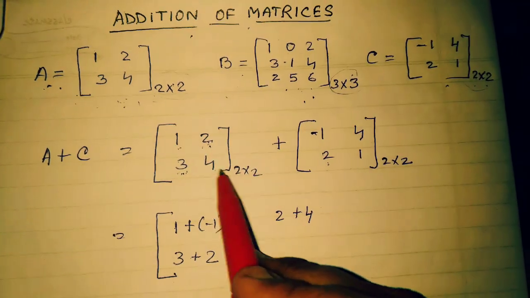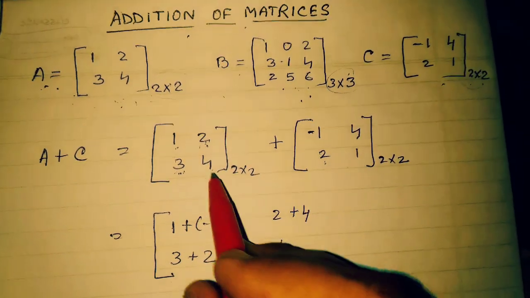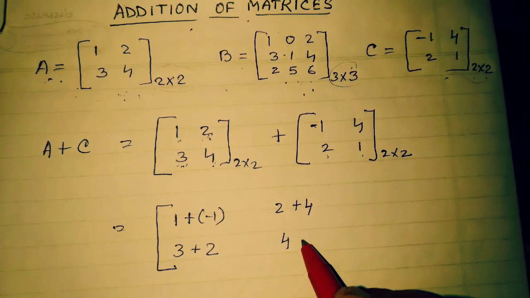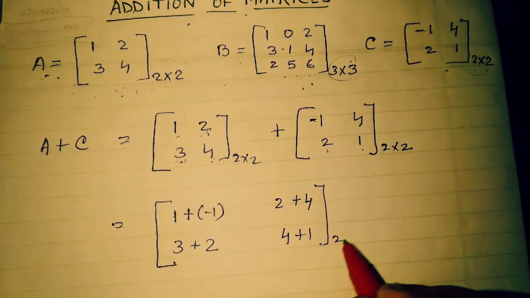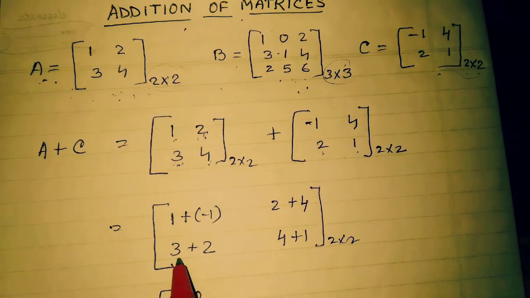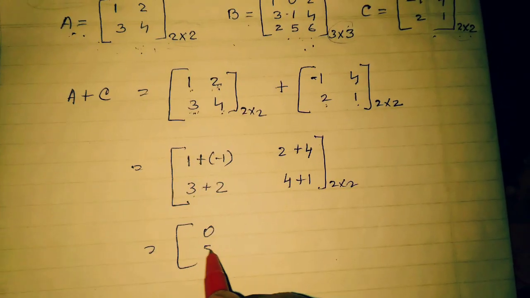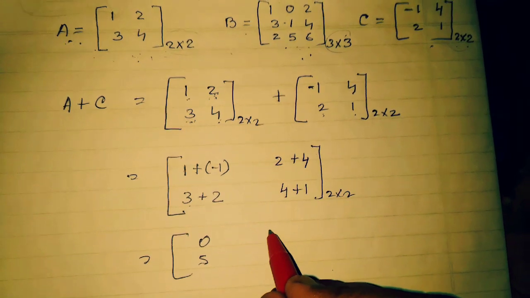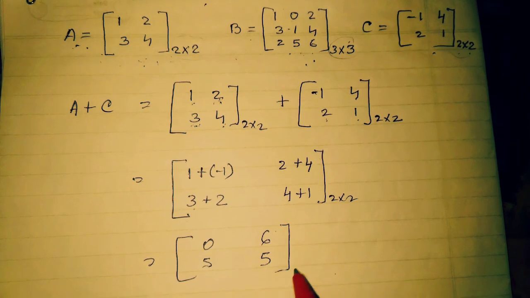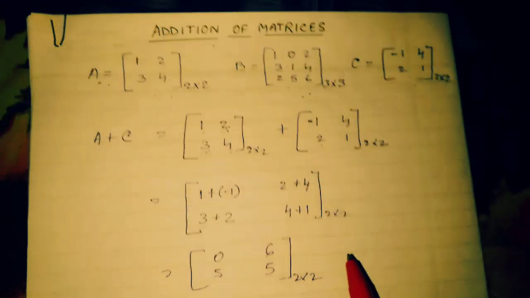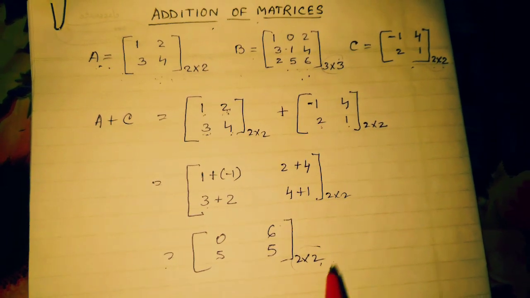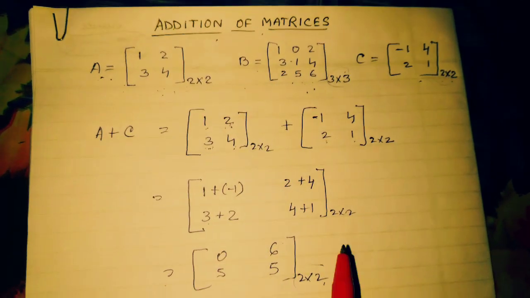And in the same way, 4 and 1 can be added because both are second row second column elements. So finally we get, if we add 1 and -1, that is 0, 3 plus 2 is 5, 2 plus 4 is 6, and 4 plus 1 is 5. So this way we'll add, and one thing to follow: after adding, the order of the resultant matrix will also be the same, that is 2 into 2. So this way we'll add the matrices.